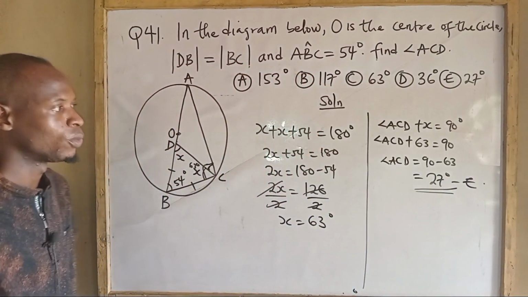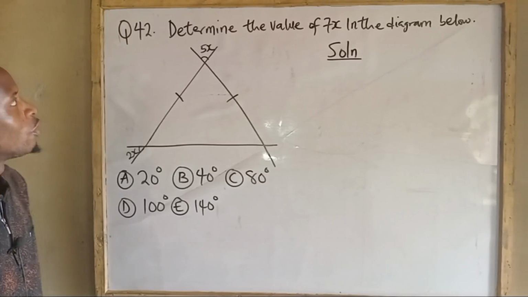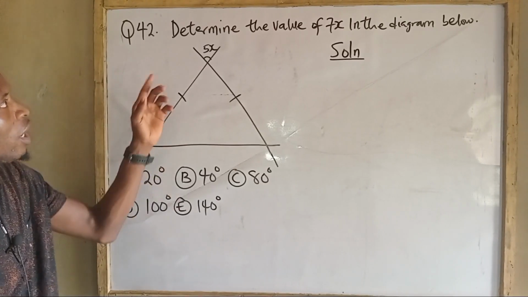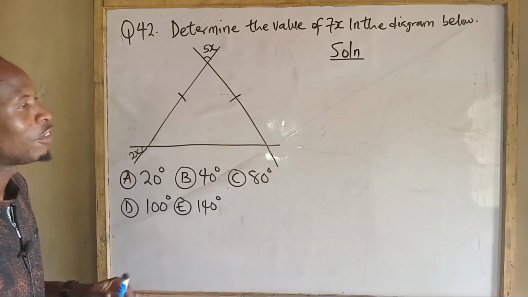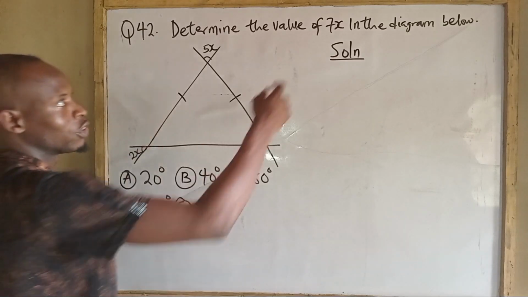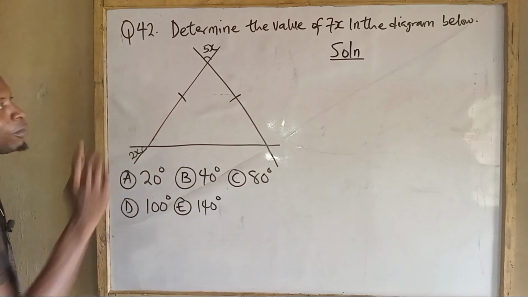Okay, so we are done with that. Let's go to the next question. Question 42 on the board. We have: determine the value of 7x in the diagram below. So we have to find the value of x first before getting the value of 7x.